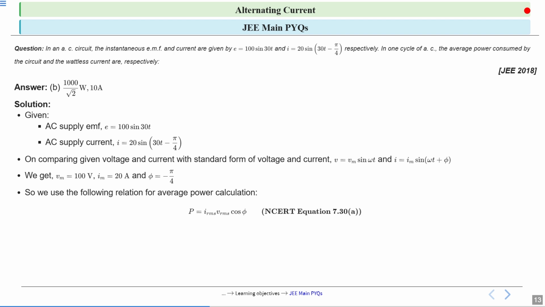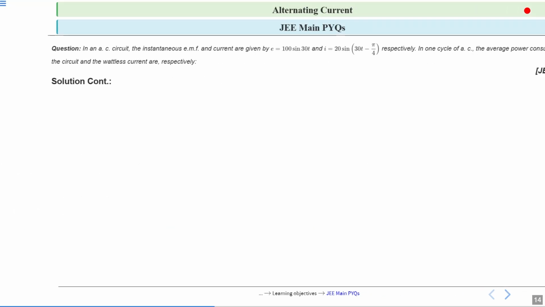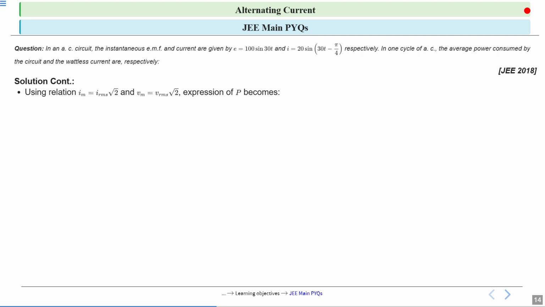So we use the following relation for average power calculation. What is the average power? The expression for average power is P equal to IRMS VRMS cos phi, according to NCERT equation 7.30a. Using the relations Im equal to IRMS root 2 and Vm equal to VRMS root 2, the expression of P becomes P equal to IRMS VRMS cos phi.